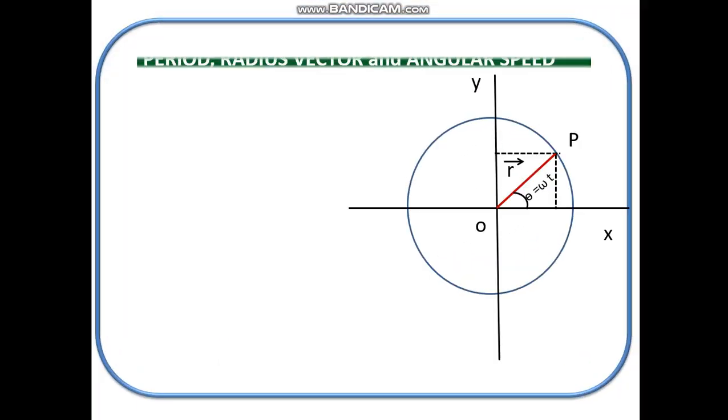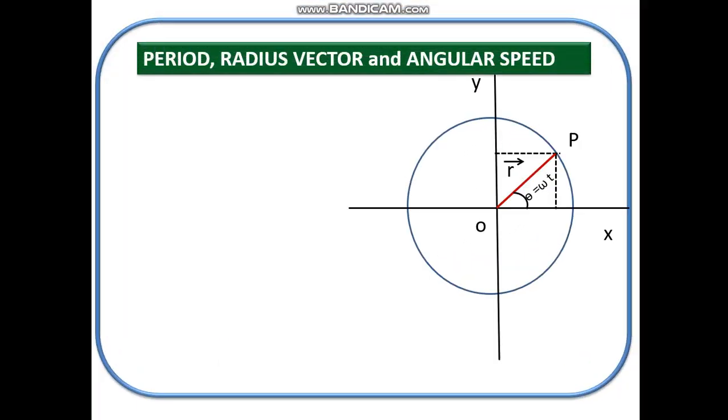So we have a circular motion here. Let us find the period, the radius vector and the angular speed. If you look into the diagram, r vector is the distance from O to P and theta is equal to omega into t. Omega is the angular velocity. Theta is the angular displacement. T is the time.